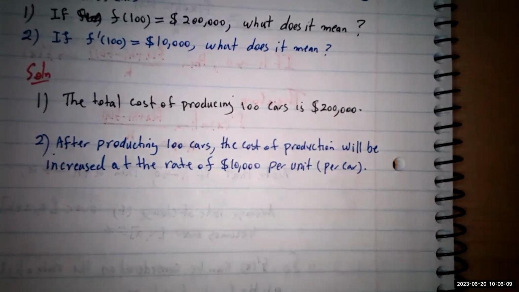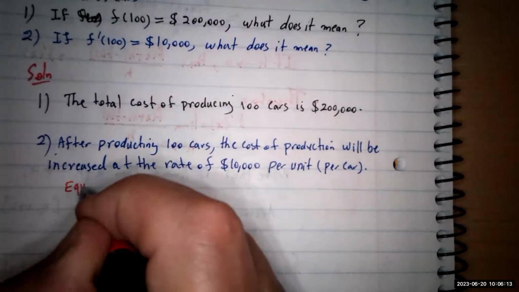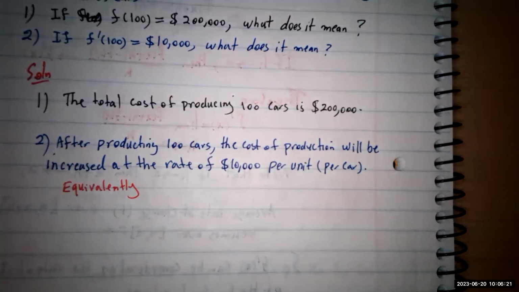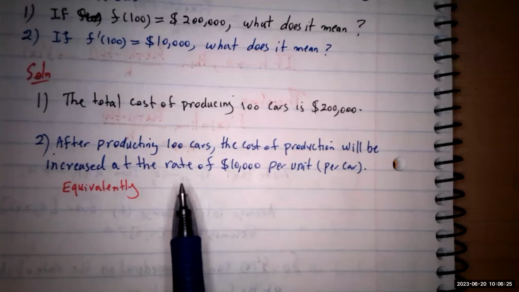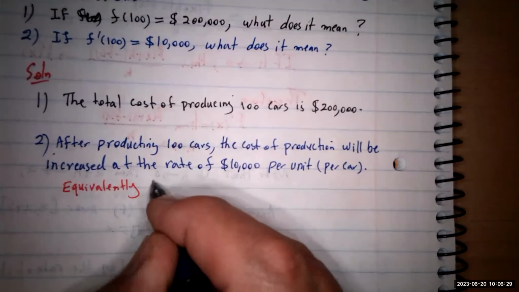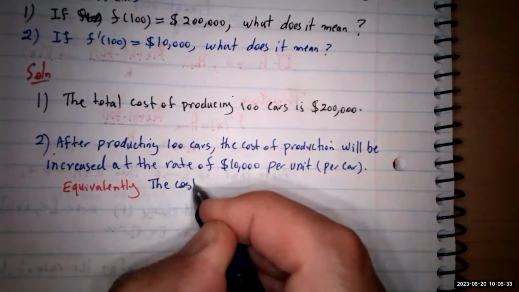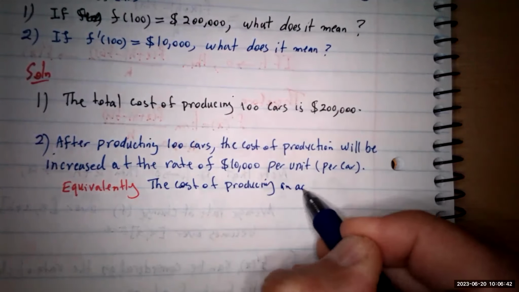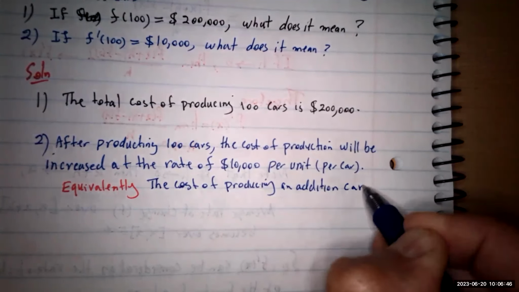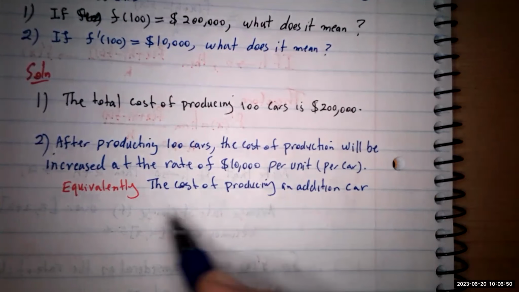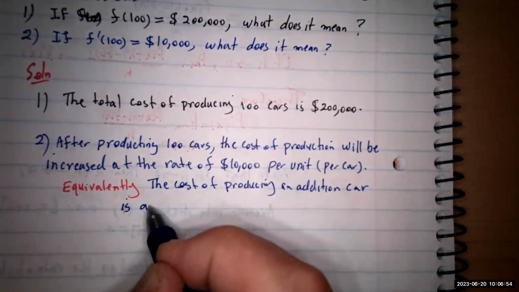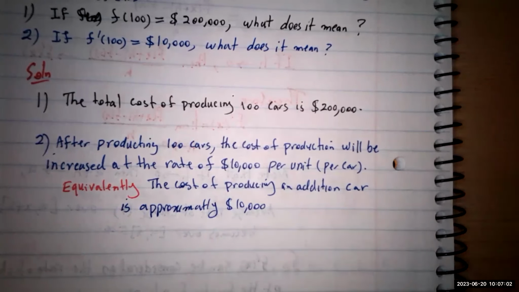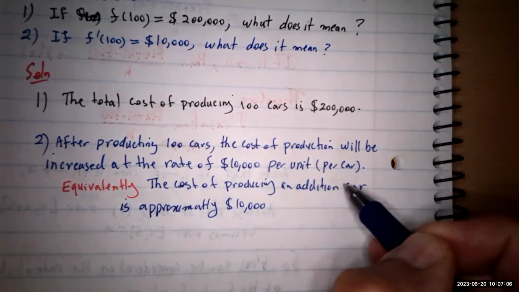So just think about it. Do you want to continue or not? But equivalently, as a couple of you expressed it, and this means it's equivalent to tell us that, again, you can say that the cost of producing the next car, an additional car, okay, the cost of producing an additional car is approximately $10,000.